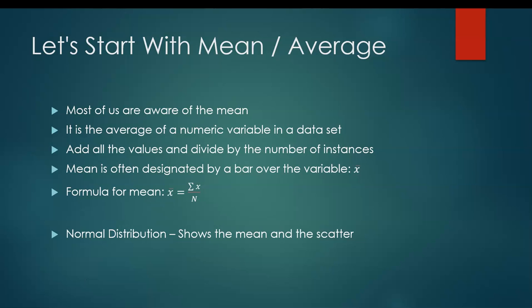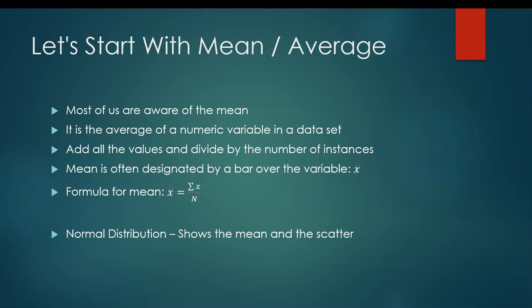So the first thing we're going to look at is mean or average. They're basically the same thing. And we're probably pretty aware of averages and means. We hear it all the time. It's basically the average value for a certain variable. So it's not too difficult. All we basically do is add up all of the values and divide by the number of instances, and that will give us the average.